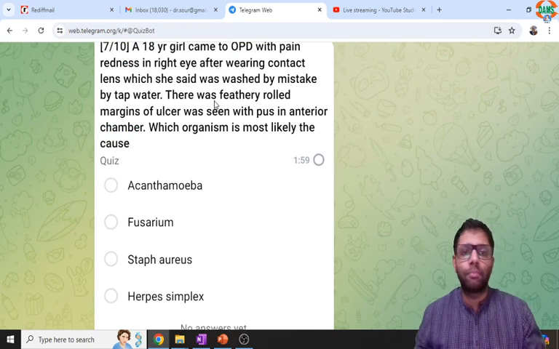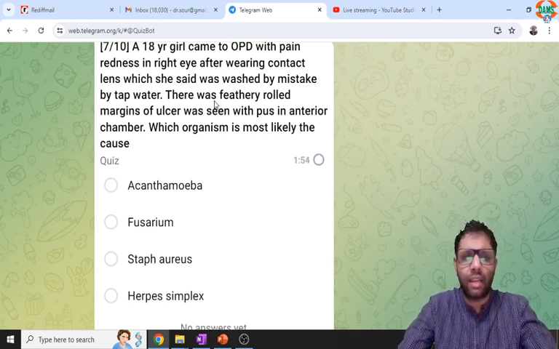Now, many of you must have seen this 18-year-old girl who came to the OPD with pain and redness in the eye after wearing contact lenses and washing with tap water, and you have answered Acanthamoeba. That's why I gave this question. Contact lenses can cause any keratitis. Tap water washing can also cause any keratitis. Yes, most likely it is Acanthamoeba, but look at the picture afterwards.